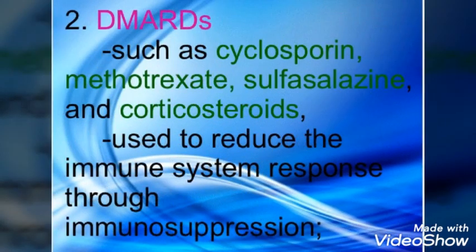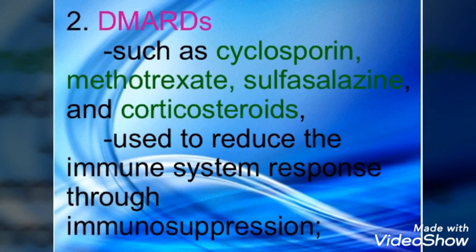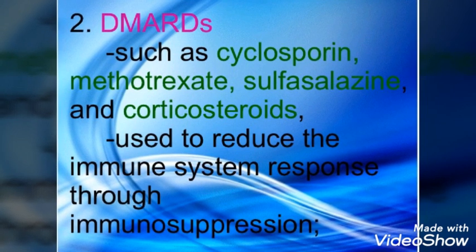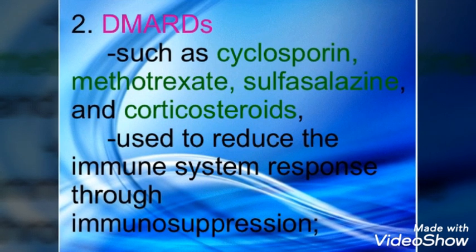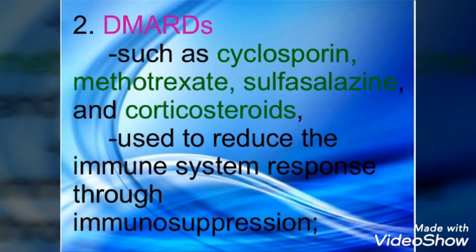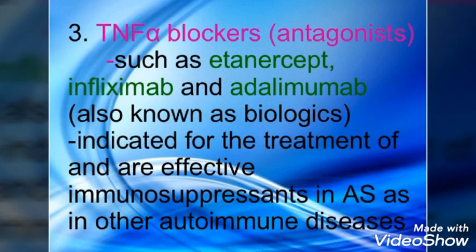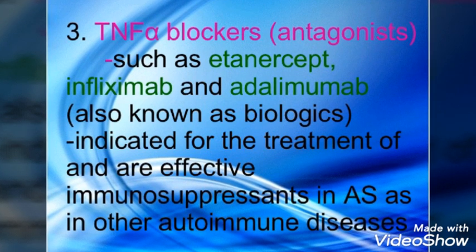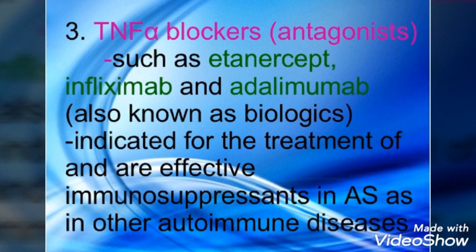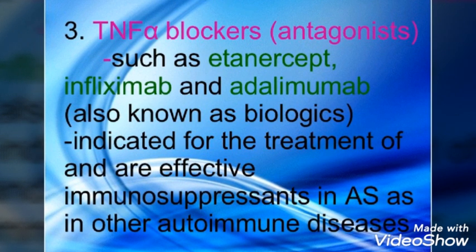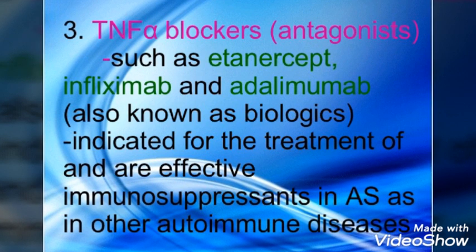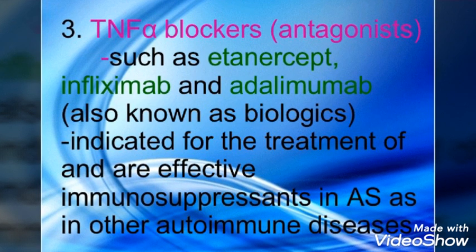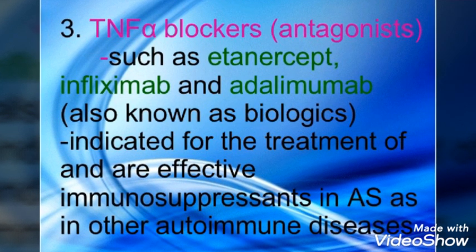Then we will go for DMARDs, that is cyclosporin, methotrexate, sulfasalazine, and corticosteroids. These are for reducing the inflammation, used to reduce the immune system response, as immunosuppressants. Then you will go for the TNF alpha blockers, antagonists, which block the functions, such as etanercept, infliximab and adalimumab, also known as biologics, indicated for the treatment of and effective as immunosuppressants in AS, that is ankylosing spondylitis, as in other autoimmune diseases. These are the medications you are going to give to the patients.